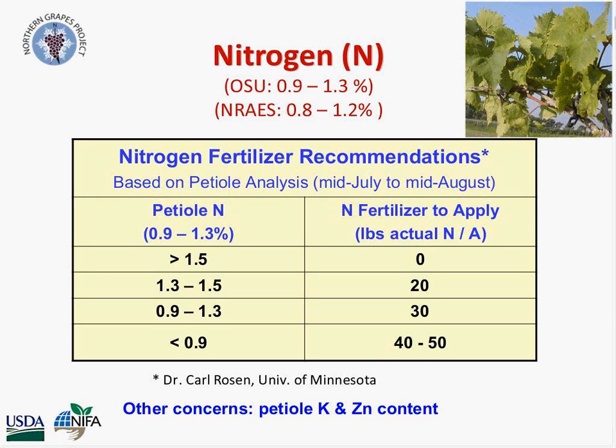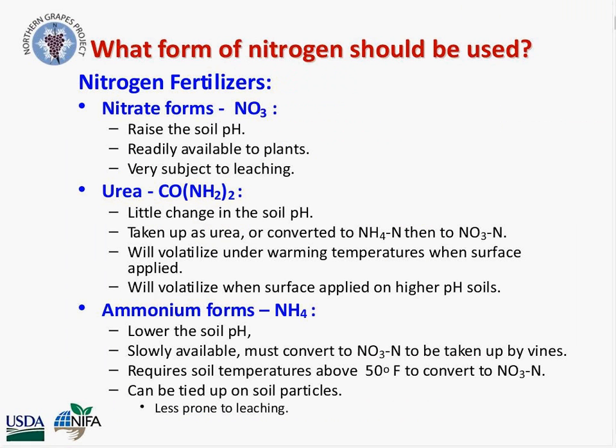Now, as far as what form of nitrogen should be applied, we have three forms. We have the nitrate form, the urea, and ammonium forms. Of course, the nitrate forms will raise the soil pH, so if you're where it's low pH, you can use it. They're readily available to the plants. With grapes, probably the need for nitrogen is right at bloom. So if you're using nitrate nitrogen, you could come closer to that bloom period and apply to get a response. However, nitrate nitrogen is very subject to leaching.